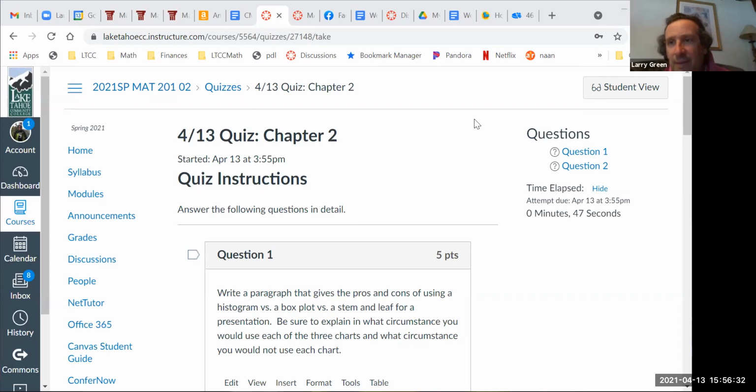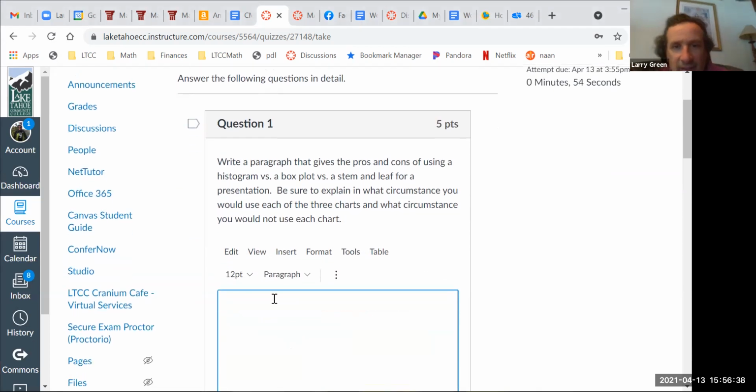Okay, so we have a few things you have to do. Write a paragraph that gives the pros and cons of using a histogram versus a box plot versus a stem and leaf for a presentation. Be sure to explain in what circumstances you would use each of the 3 charts and in what circumstances you would not use each of the 3 charts.